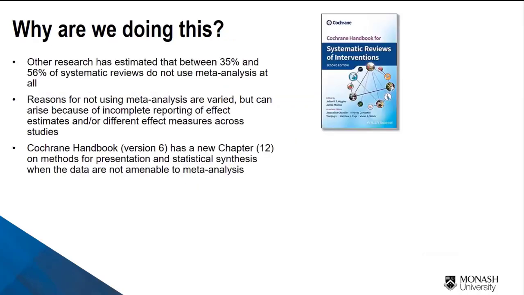In addition to this, there have also been other studies that have shown that between 35% and 56% of systematic reviews don't use meta-analysis at all. We know that for a much larger percentage of reviews, meta-analysis will be used, but it won't be including all the studies within it. There are lots of reasons why meta-analysis is not used, but it can arise because of incomplete reporting of the effect estimates or different effect measures being used across the studies.